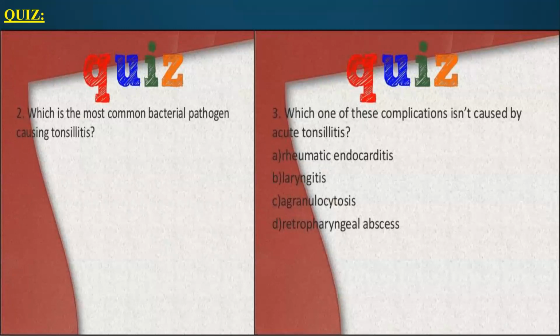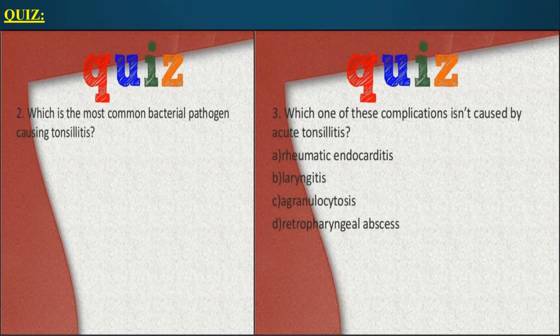Here is the second question: which is the most common bacterial pathogen causing tonsillitis? Anybody, answer it. It is the causative agent, the bacterial organism involved. I told you previously, the most common bacterial pathogen causing tonsillitis. It will start with yes. Yeah, it's correct.